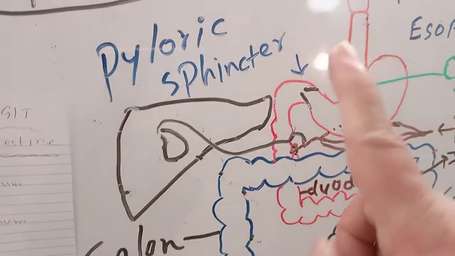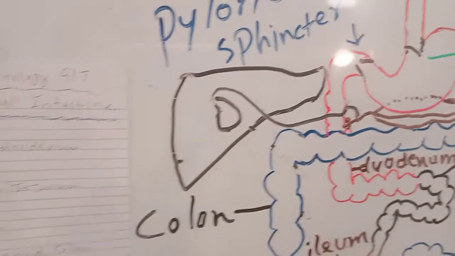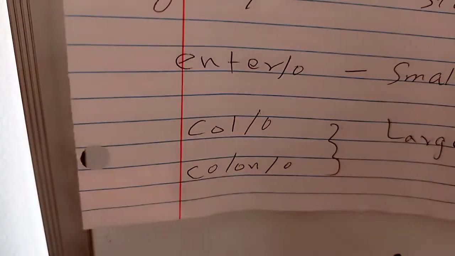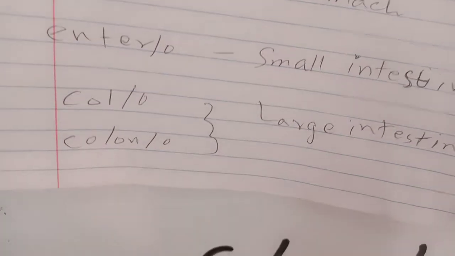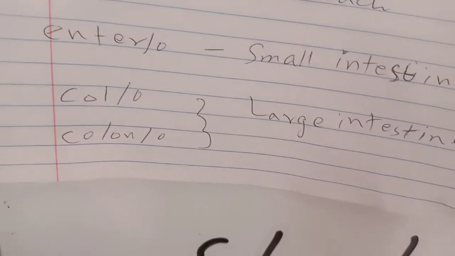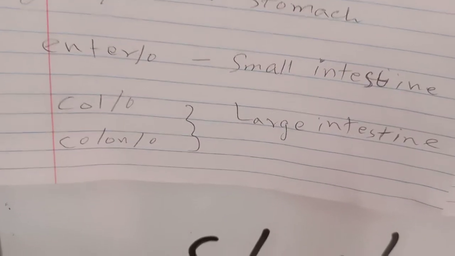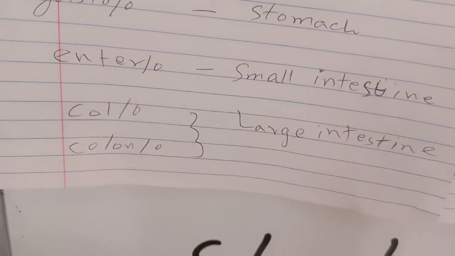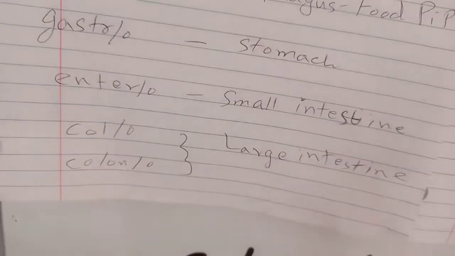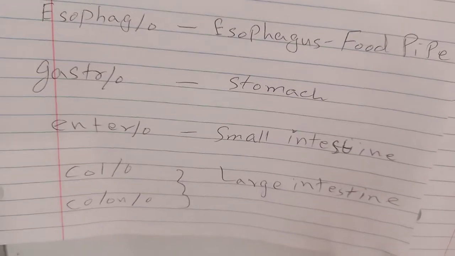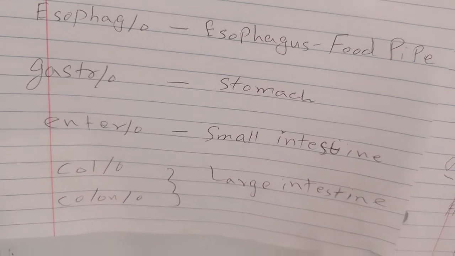The word root for small intestine is enter, E-N-T-E-R. Enter. So enteritis, infection of the small intestine. And the word root for large intestine is col or colon. Colitis, colectomy, colonoscopy, colostomy. Colostomy is making a surgical opening between the large intestine and the body surface outside.